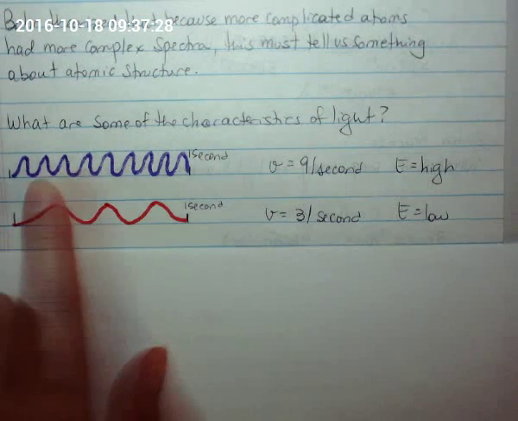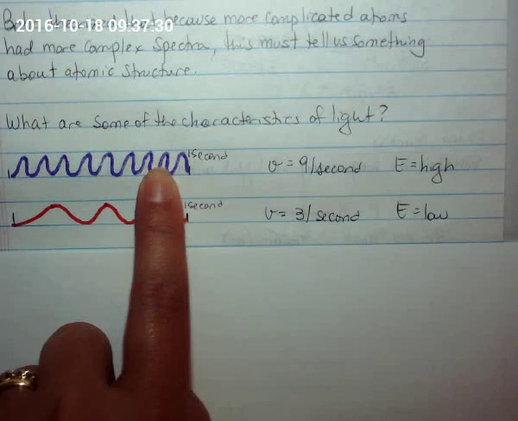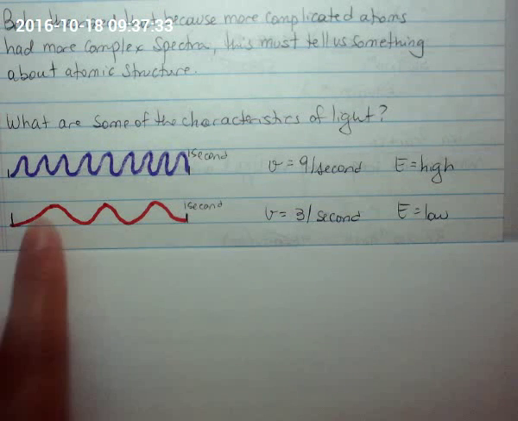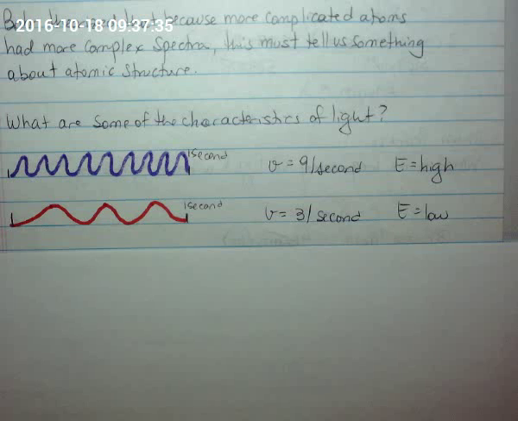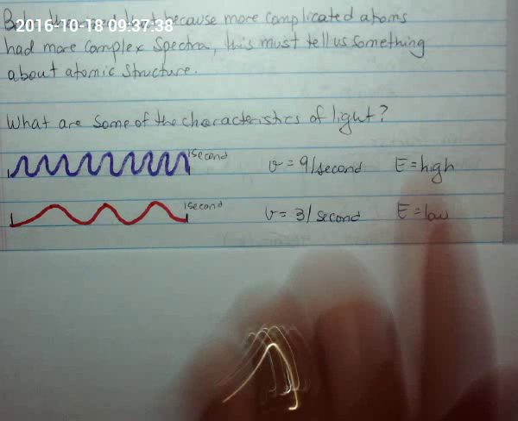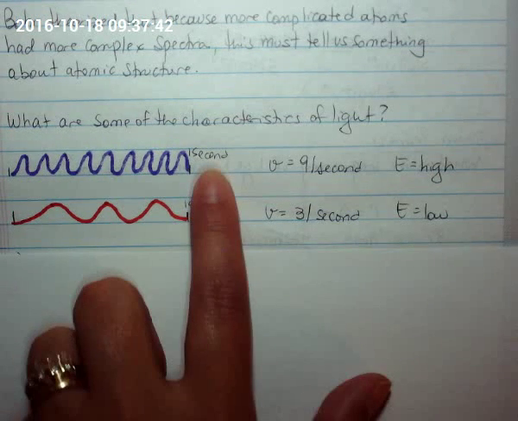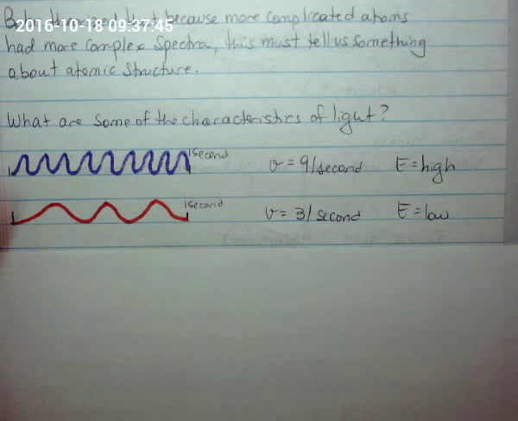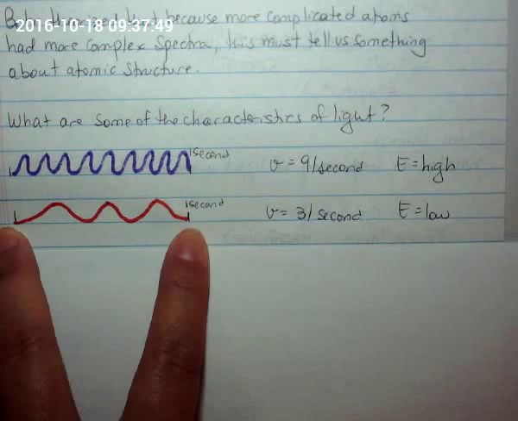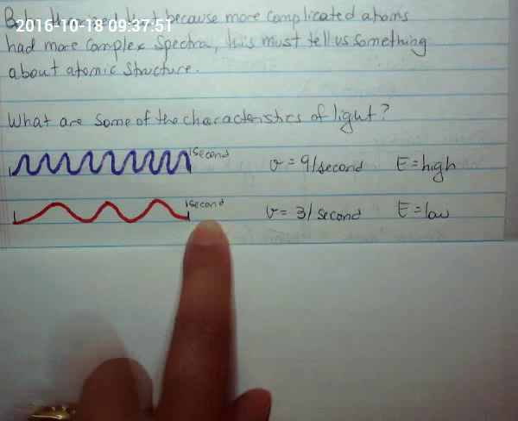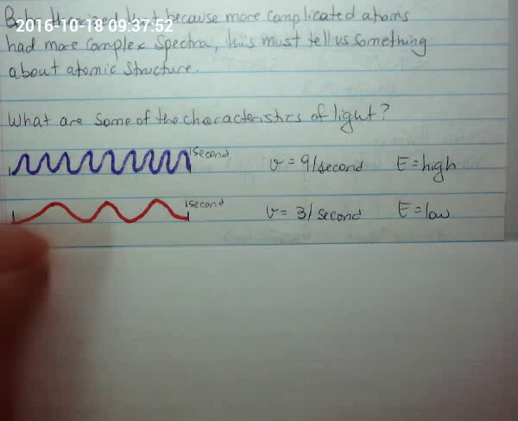So what I want you to do is draw these violet colored waves. There's 9 of them, and then the red waves. And I want you to write down this stuff here on the right hand side. So what I have here is, in the same distance, this is labeled 1 second, I've got 9 whole waves going through there. And here in that same span of distance, in 1 second, I've got 3 waves.